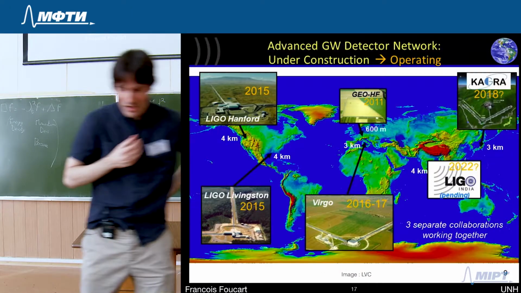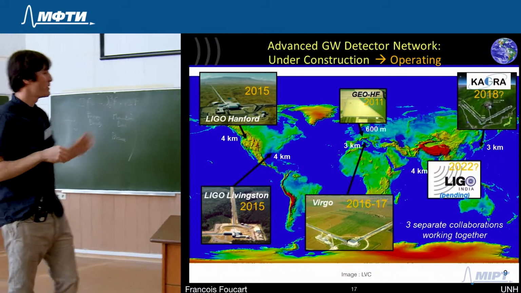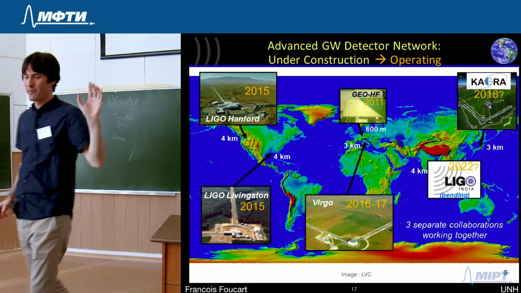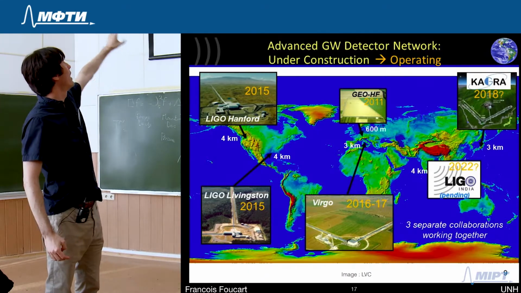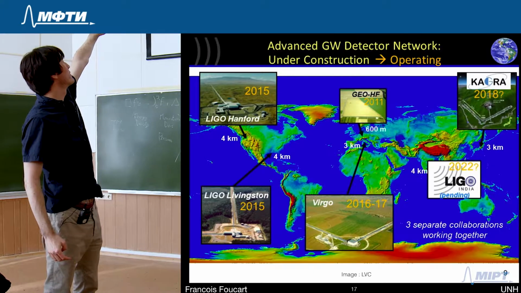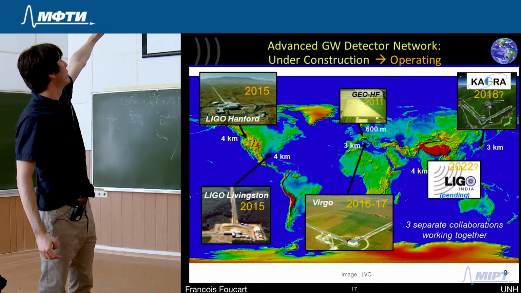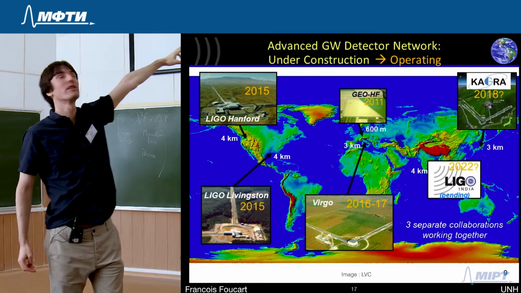Okay, but before getting into LISA and other gravitational detectors, let me finish the ground-based interferometer detectors. Currently, we have 2 detectors in the US, the LIGO detectors, one in Washington, one in Louisiana, and one in Italy, the Virgo detector, close to Pisa.